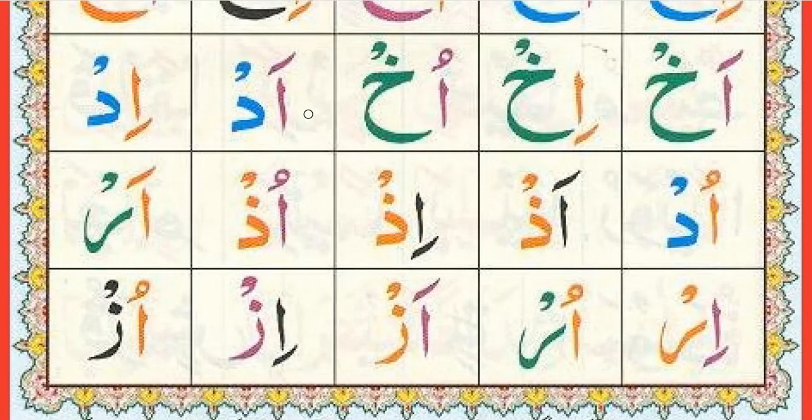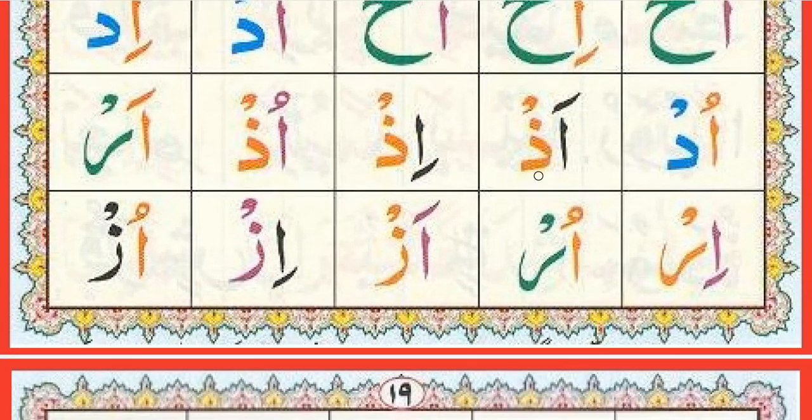Hamza dal zabar ad. Hamza dal zir id. Hamza dal pesh ud. Ad, id, ud. Hamza zal zabar az. Zal is a very soft letter. Hamza zal zir iz. Hamza zal pesh uz. Az. Iz. Uz.